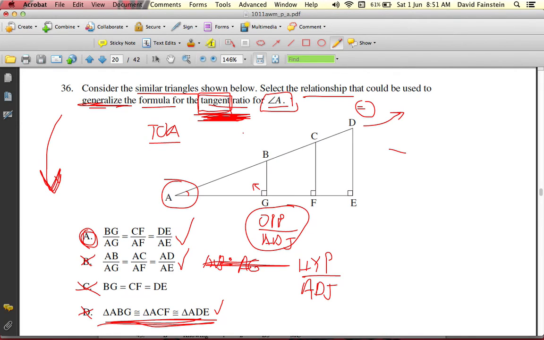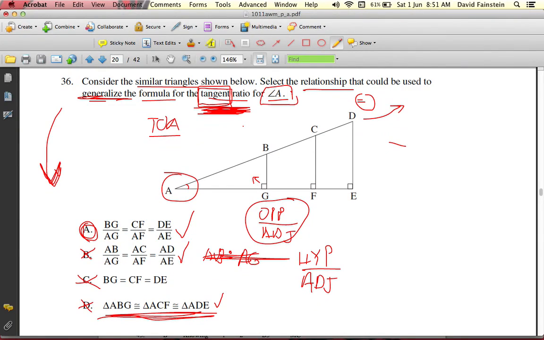But use my method: underline keywords, go back, and use words that you know to be the same thing, like relationship is an equal sign, formula means something will equal something, etc. Tangent ratio here was our super key word, but also the angle A was important.